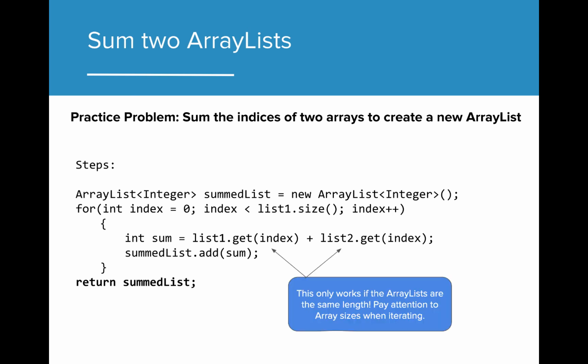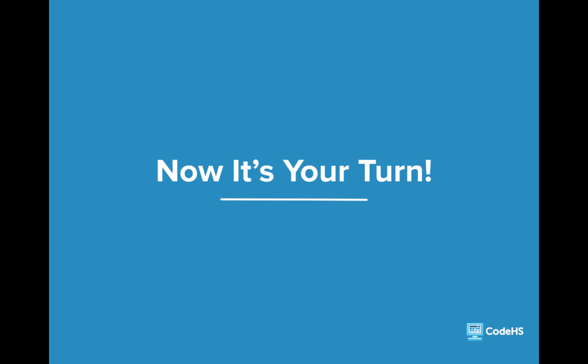It's important to note that this will only work correctly if the array lists are the same length. When traversing array lists, you must pay attention to the size of the array lists to make sure that traversing won't lead to errors. Now that you've learned more about developing algorithms using array lists, let's get some practice using them in the editor.